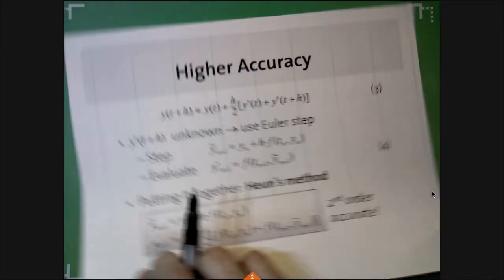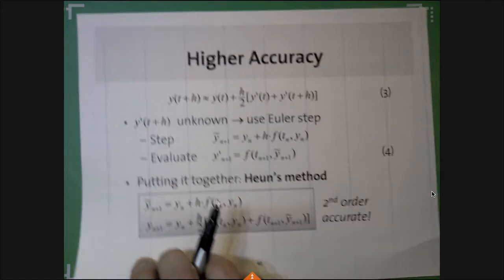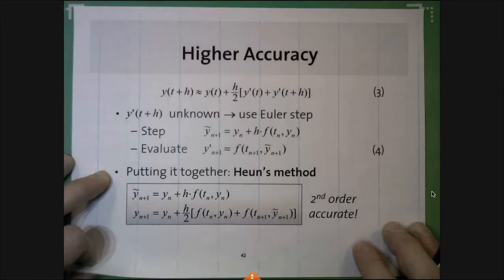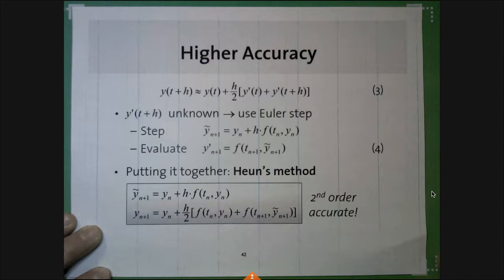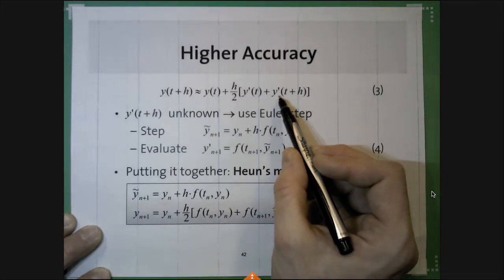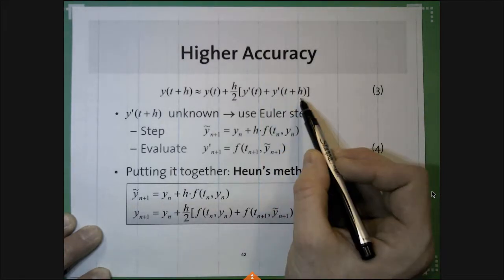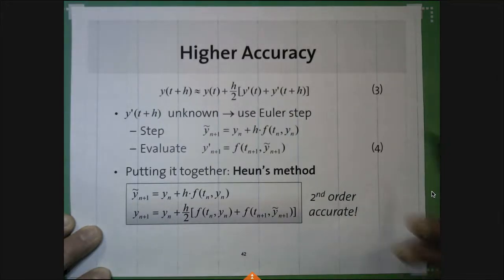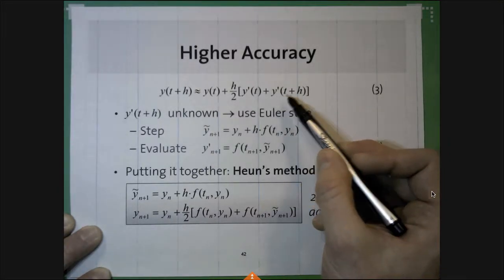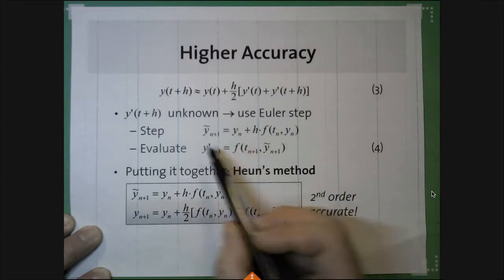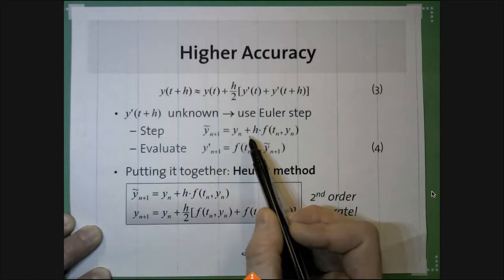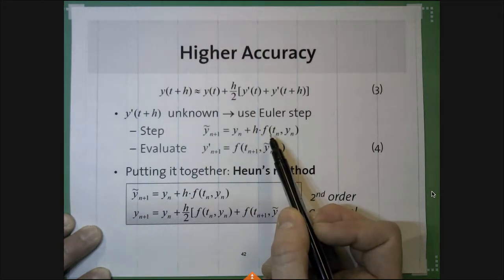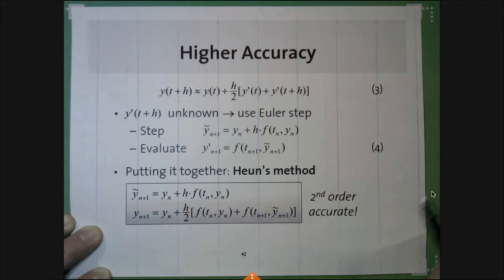So that's the update rule. There is still a small problem with that. So this is the update rule I derived before. The small problem there is that I don't know y prime at t plus h, right? Because the y is what I'm computing, so I don't know that yet. So what we are gonna do instead, we are gonna use the Euler step to estimate it. And it turns out that the estimate has sufficient accuracy to get second order accuracy at the end.